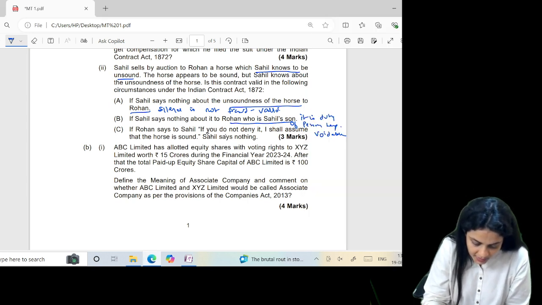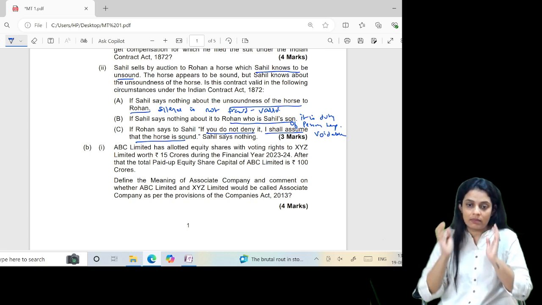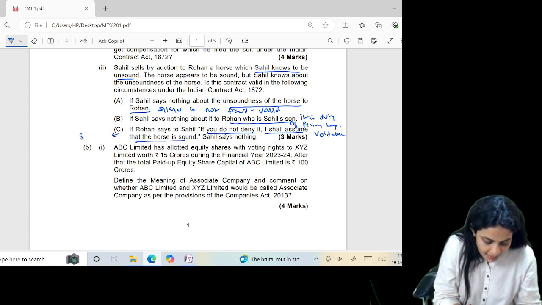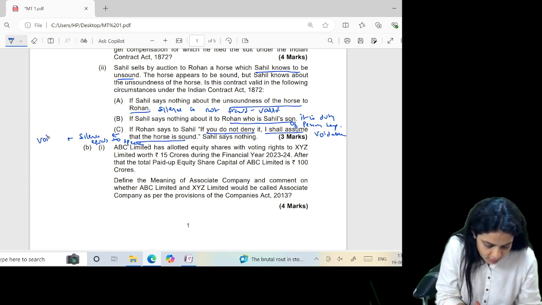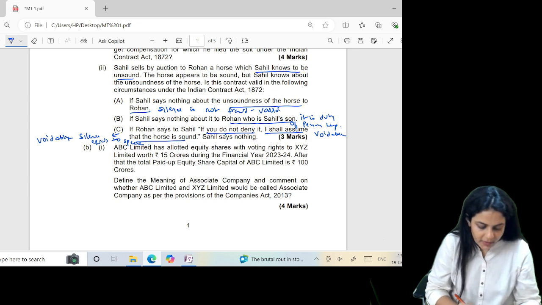If Rohan says to Sahil, if you do not deny it, I shall assume that the horse is sound, and Sahil says nothing, here silence equals speech. And when silence equals speech, then silence is fraud. The contract is voidable.